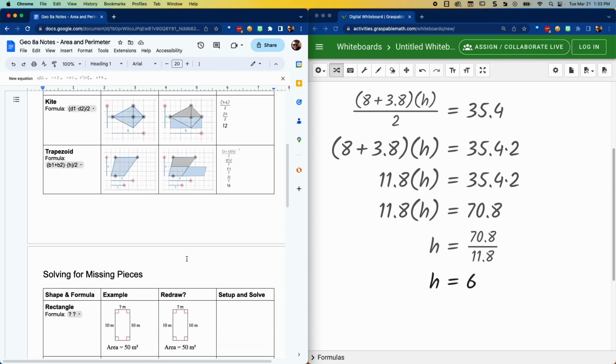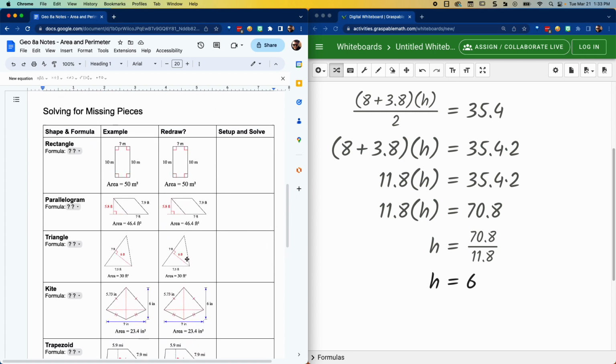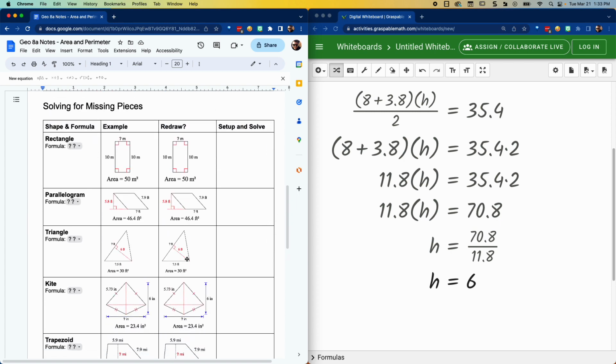And so now let's continue with our second section here where we're solving for missing pieces. We're going to be repeating a lot of these problems. Some of them it will be easier to just go into the formula and do some equation solving. Some of them it will make sense to kind of think about the redrawing of the shape in order to help simplify the formula. So let's start out with this first one.